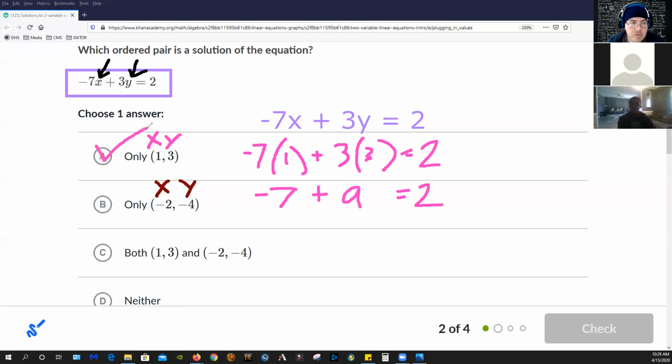I like a 2. I like that one. So yeah, I think that 1, 3 is a coordinate. That is a solution to this system, to this equation, to this function, this line. So those work.